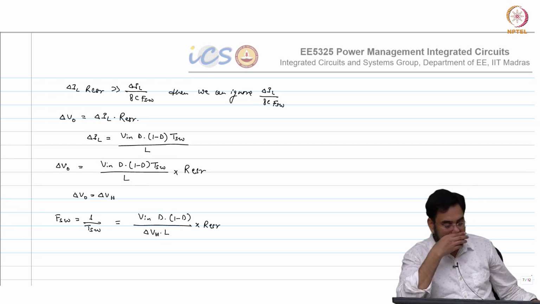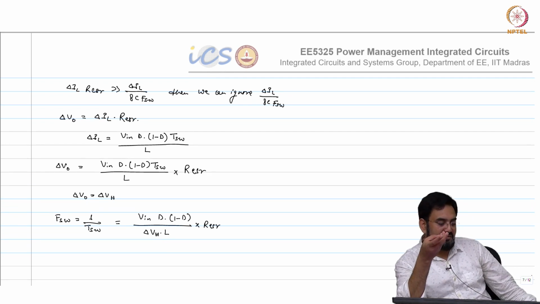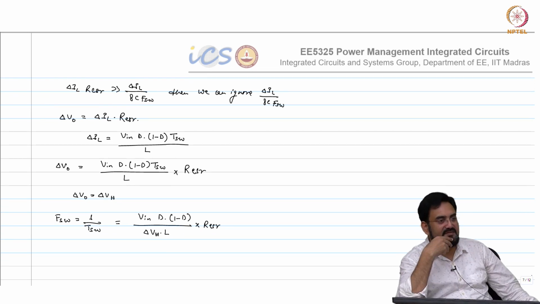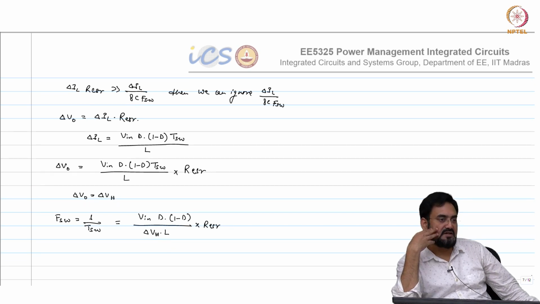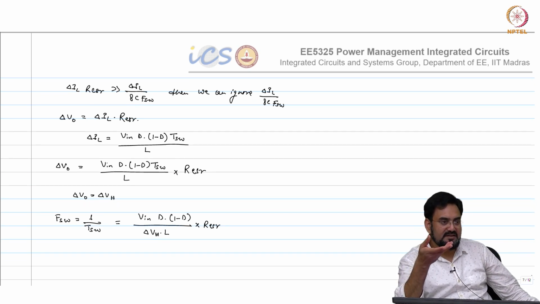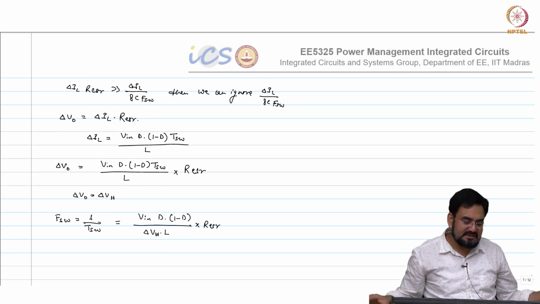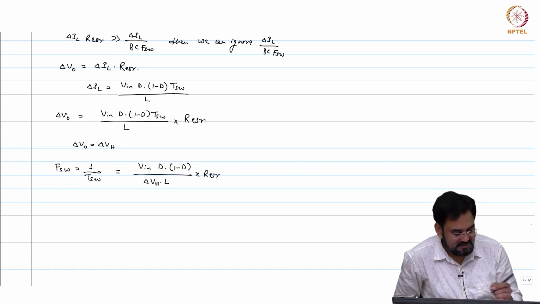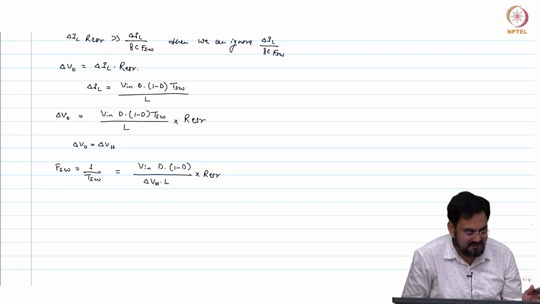Your inductor value, your V in, and duty cycle also, RESR. So it is a function of everything, and everything can be changed except your delta VH. You can only control delta VH; the rest is not in your control, because V in may vary. If somebody is looking for variable output, then V out also may vary. So let us just take the case where the output is varying.